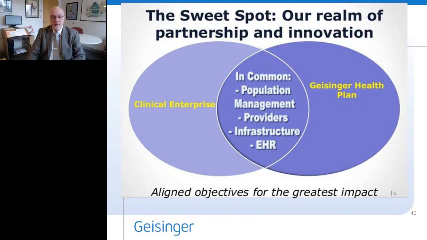So we have our clinic, which is represented by the bubble on the left, but we also own a payer, the Geisinger Health Plan, which pays for care. And we're also an employer of about 30,000 people, and we serve as the payer for that group as well. So in common to these different bubbles are things like population management, our provider structure, our infrastructure, and our electronic health record. And if we can find ways to align objectives across these different areas, that's where we can really have the greatest impact. That is the sweet spot. And so that's what we strive to do. So when we think about genomics, we think about how can we make this work within our sweet spot.